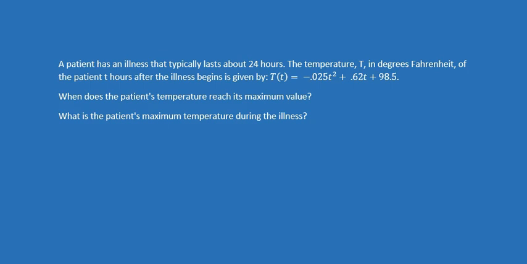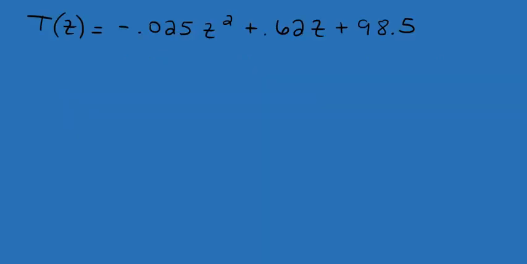Capital T of lowercase t is equal to negative 0.025 t squared plus 0.62 t plus 98.5. We have to find out when does the patient's temperature reach its maximum value and what is the patient's maximum temperature during the illness. Because I know this is a quadratic equation and it's asking for maximum, that is my key word to let me know that I'm going to be solving for the vertex.